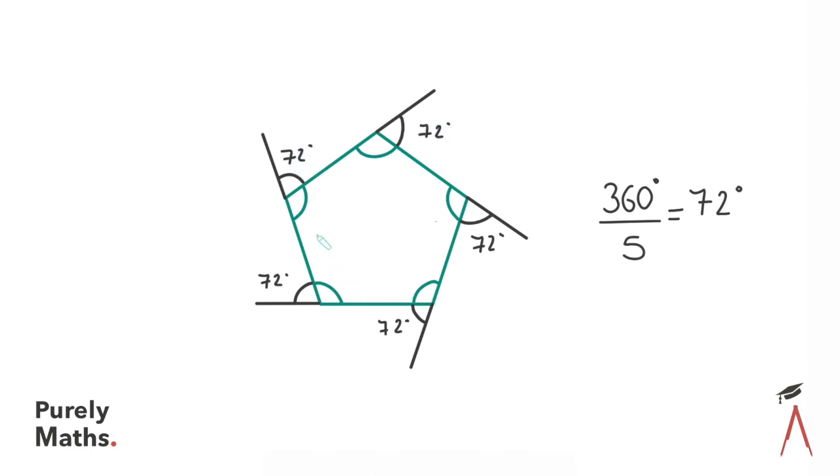If I didn't know the size of the interior angles, I can now work them out because I know that each interior and exterior angle add up to make 180. So I could just do 180, subtract 72, and that leaves me with 108 degrees. So that means that each of these interior angles is equal to 108 degrees.